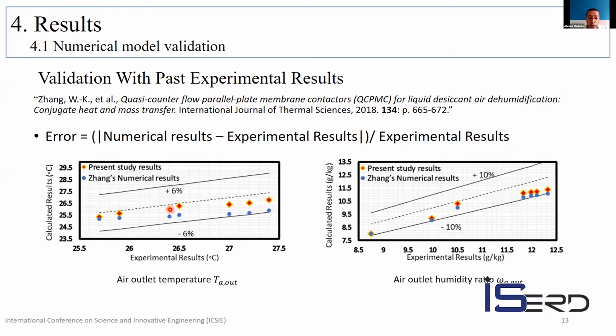Our new numerical model results for the air temperature out and the humidity out are closer to his experimental results than his numerical model. As we see, for temperature, the results are below 6%, and for humidity are below 10% for all experimental steps. So it is validated and it could be used for our model.